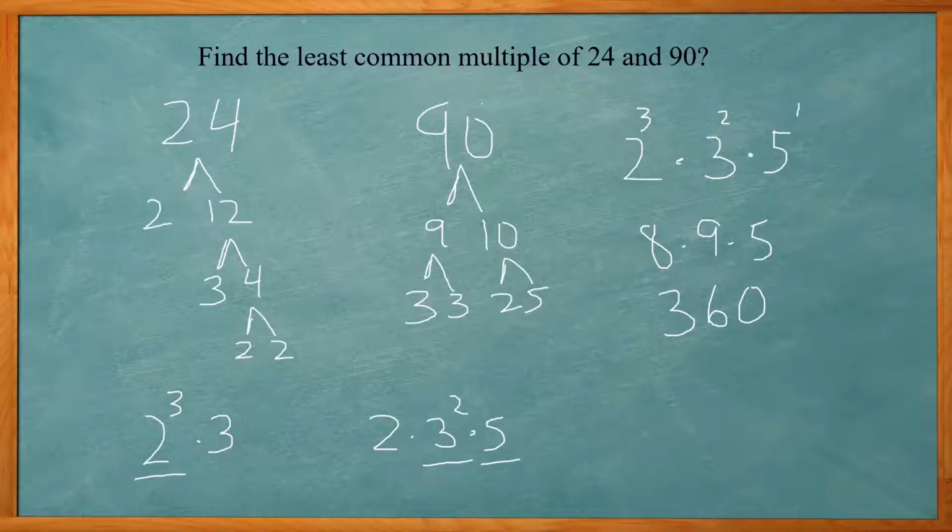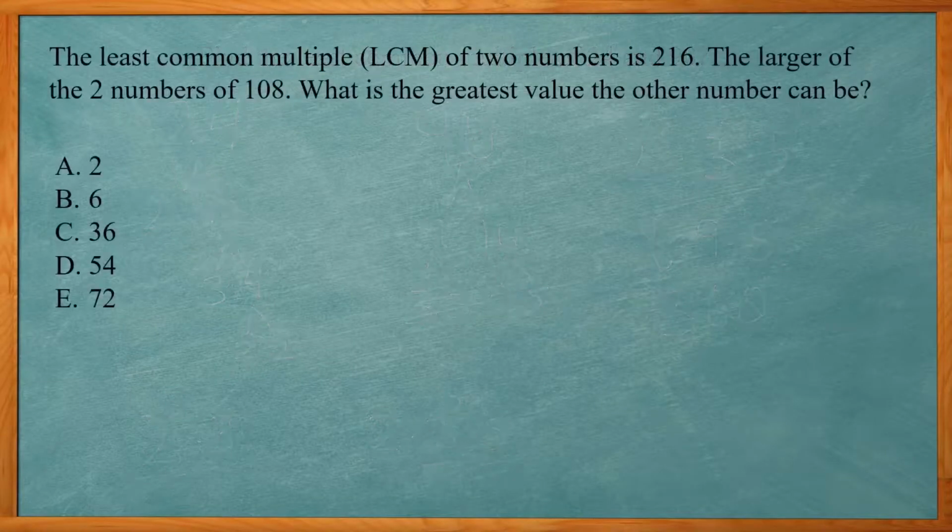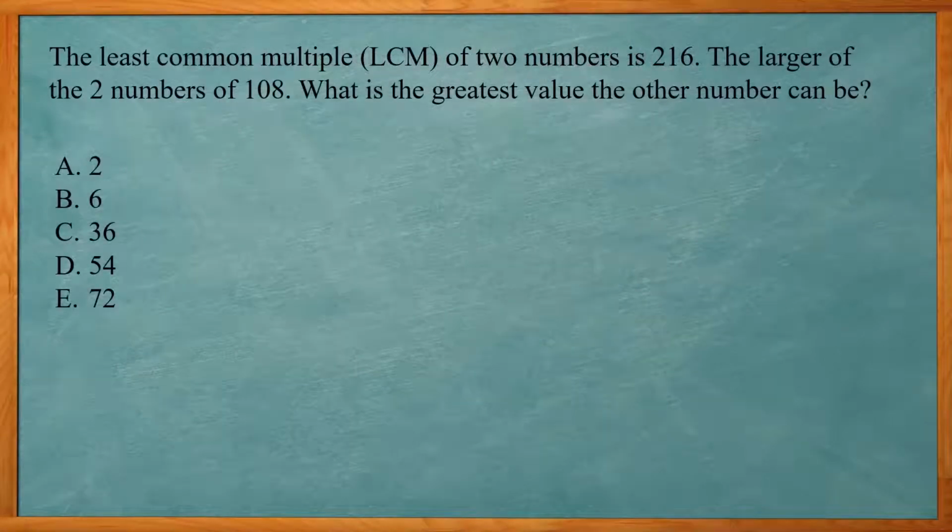Alright, so now let's take a look at an example ACT problem. So this one reads, the least common multiple, LCM, of two numbers is 216. The larger of the two numbers is 108. What is the greatest value the other number can be?